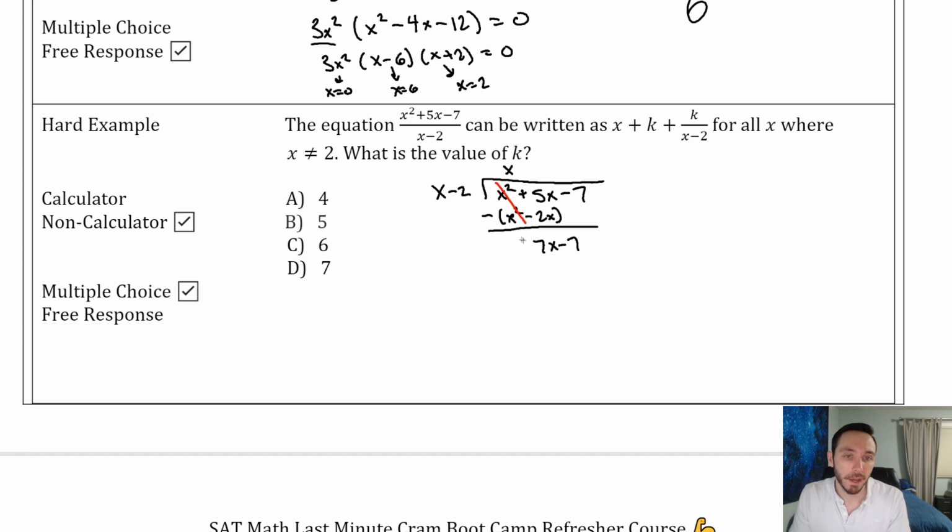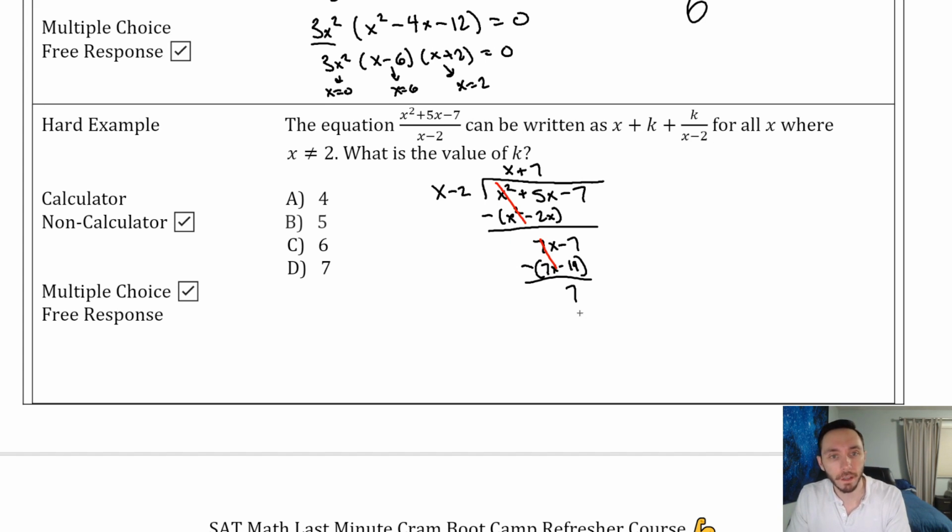What do you have to multiply x by to get to 7x? We have to multiply by 7, so plus 7. And I'm going to subtract off that product. So 7 times x minus 2 is 7x minus 14. These should always cancel. And you're left with negative 7 plus 14, because it's a double negative, so you get 7 as a remainder. If you think what do you have to multiply x by to get to 7, you can't do that. This is your remainder.